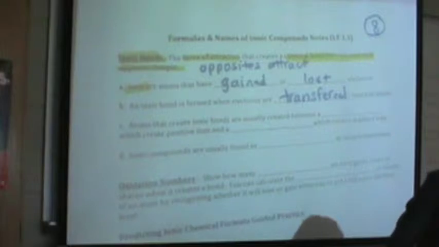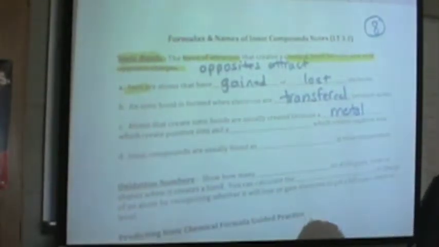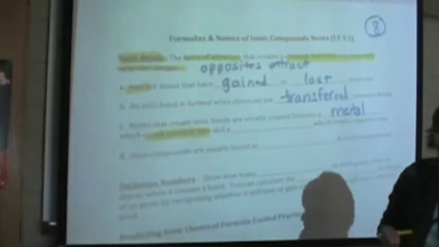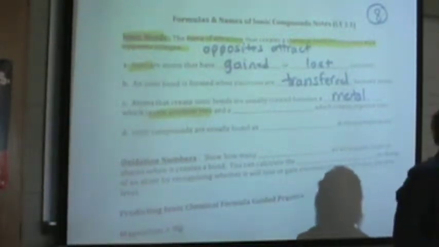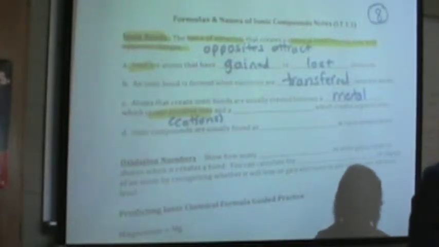So atoms that create ionic bonds are usually created between a metal, and the metals create positive ions. Now, we didn't make our vocab card, so we're at a slight disadvantage. What do we call those positively charged ions? There's a special name for them? Cations, exactly. So I want you in parentheses to write cations. So the metals are the stuff on the left side of the periodic table, so we color-coded them red. Basically, to get an ionic compound, I have to have a metal, because metals are cations.